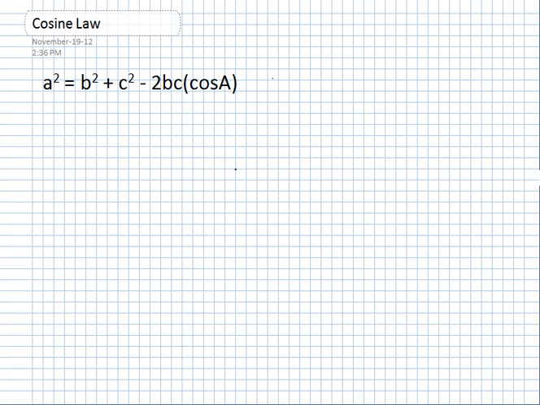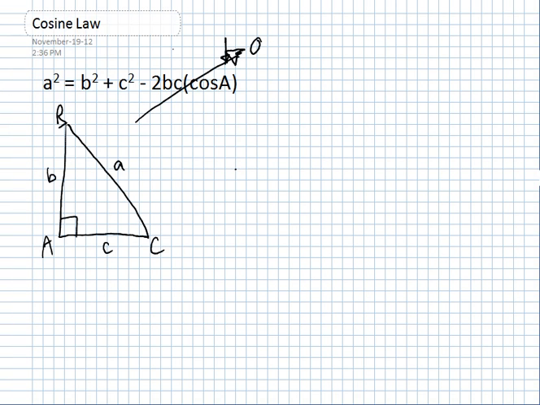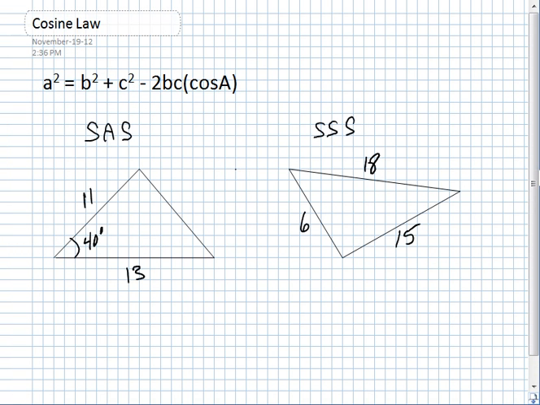And the reason why it looks like that is because it is, sort of. If you look at a triangle with a 90-degree angle on it, and you substitute in cosine 90 degrees, you'll see that the cosine of 90 is actually 0. So this cancels out to 0, leaving you with the Pythagorean theorem. I mean, the Pythagorean theorem is usually written in terms of c being the hypotenuse, but it doesn't really matter. Okay, so we use the cosine law when we're in a side angle side situation.